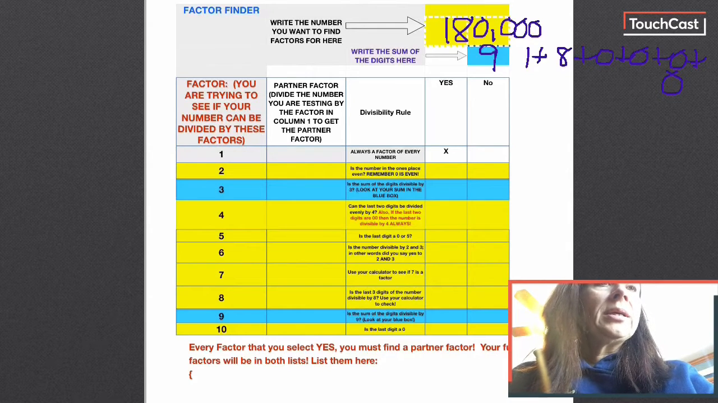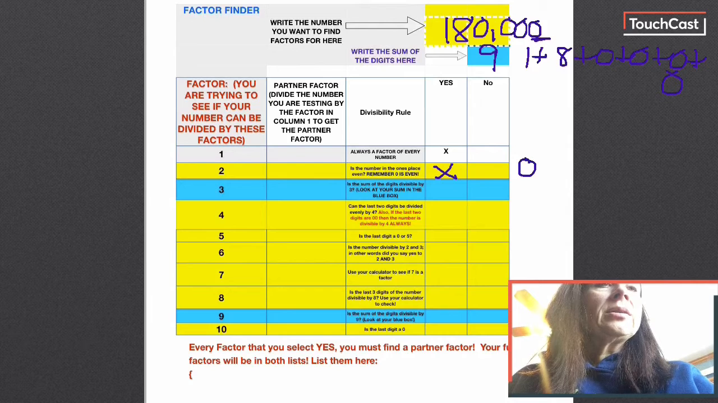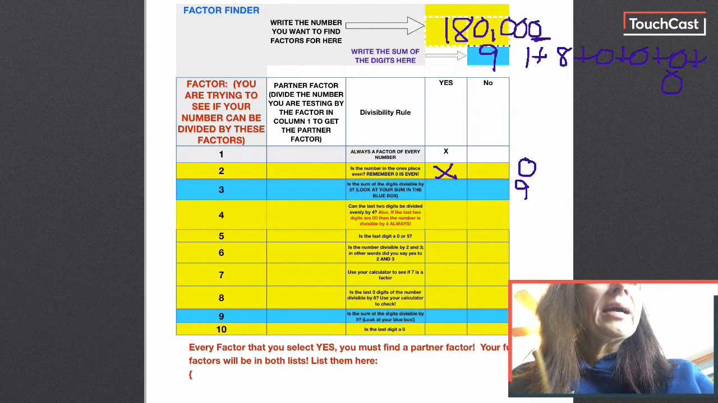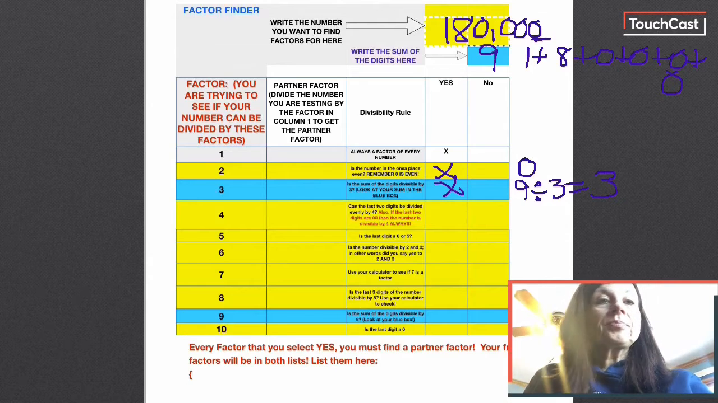Let's look at 2. Is the number in the ones place even? The ones place is 0. Write that down. That is yes. Look at number 3. Is the sum of the digits divisible by 3? 9 is our sum. Is that divisible by 3? Absolutely. So it is divisible by 3.